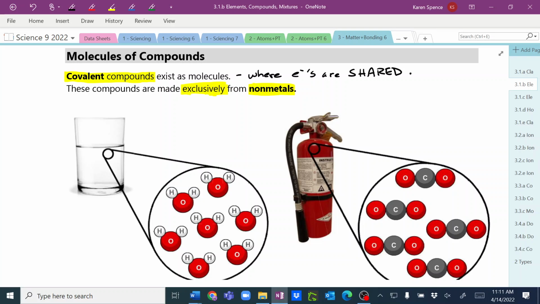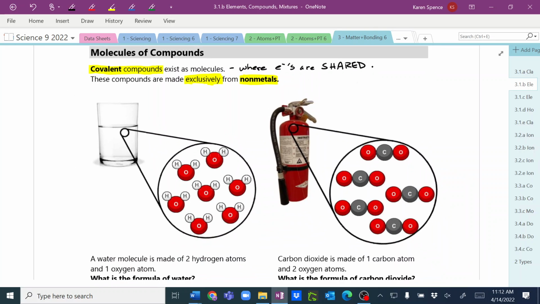However, if you put a metal with a non-metal, the metal likes giving them away and the non-metal likes taking the electrons, so who's going to end up with the electron? Metal likes giving them away, non-metal likes taking. The non-metal is going to end up with the electron. It's going to become an ion, so that electron is not shared.